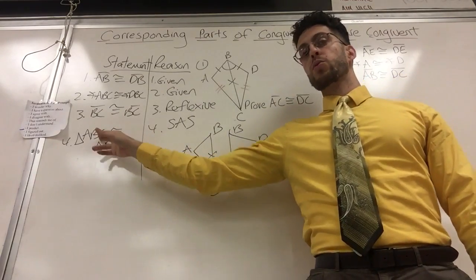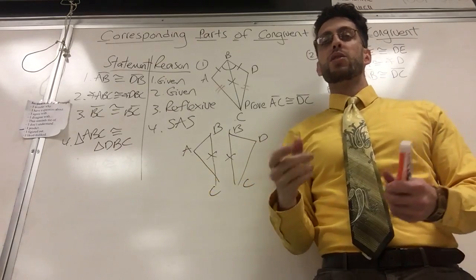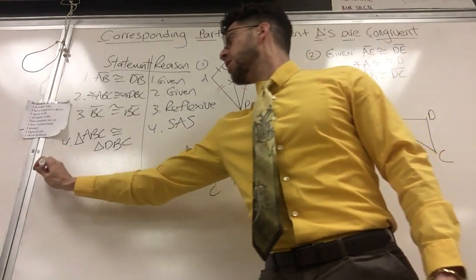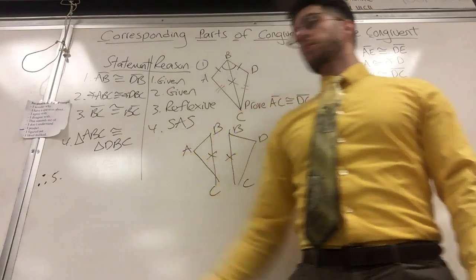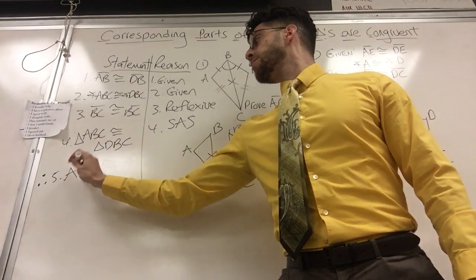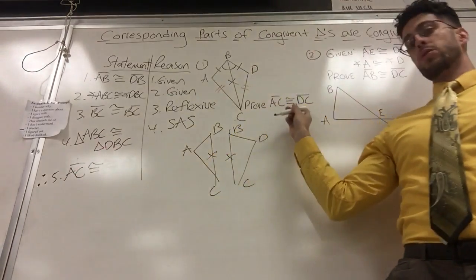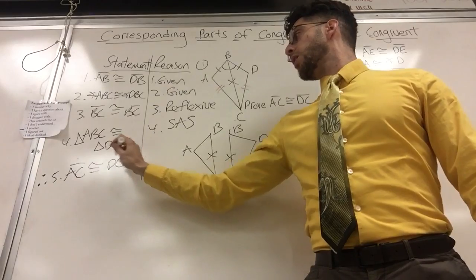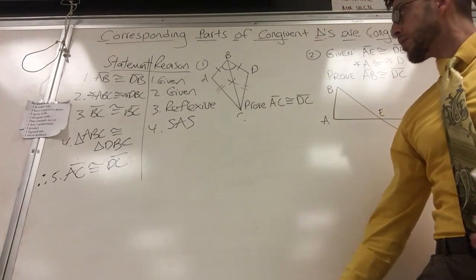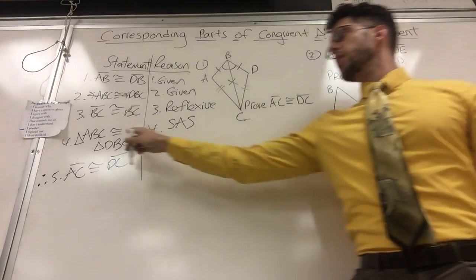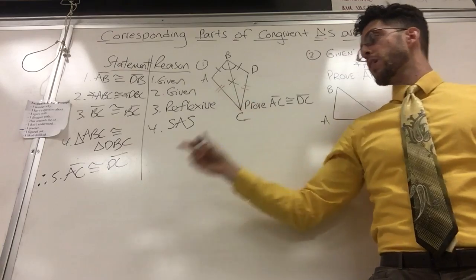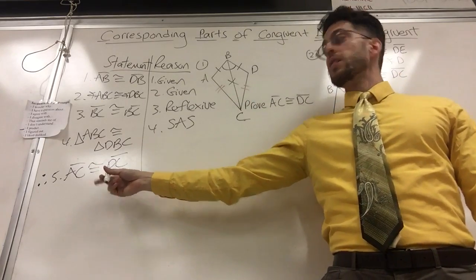Now that you just told me those two triangles are congruent, now you can just start pulling off the parts like I did in that last problem and say whatever you want. So conclusion, number 5, this AC is congruent to DC. And why am I allowed to say that? Because in the previous statement, in number 4, you're telling me that both triangles are congruent, so that means I can make a whole list of parts that are congruent. This just happens to be the one I wanted to say.